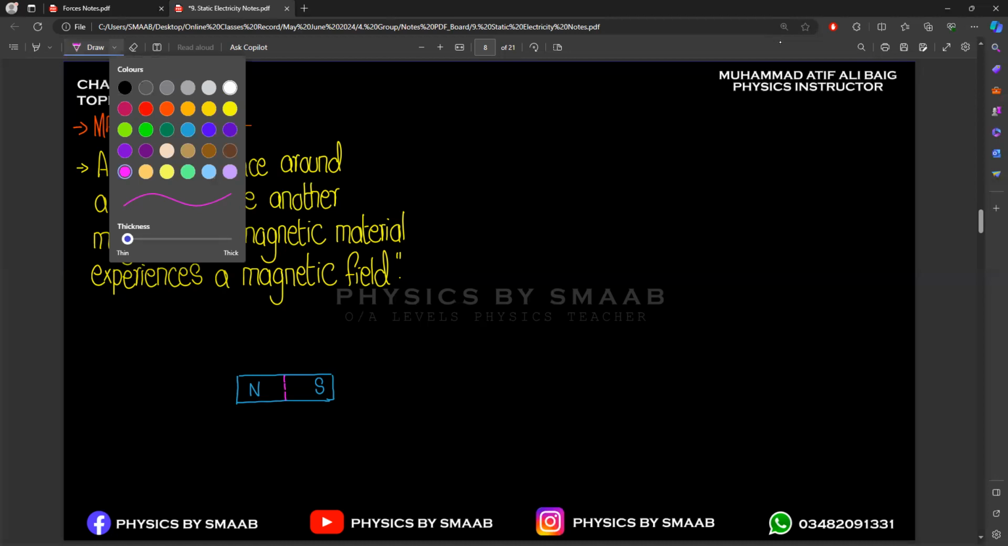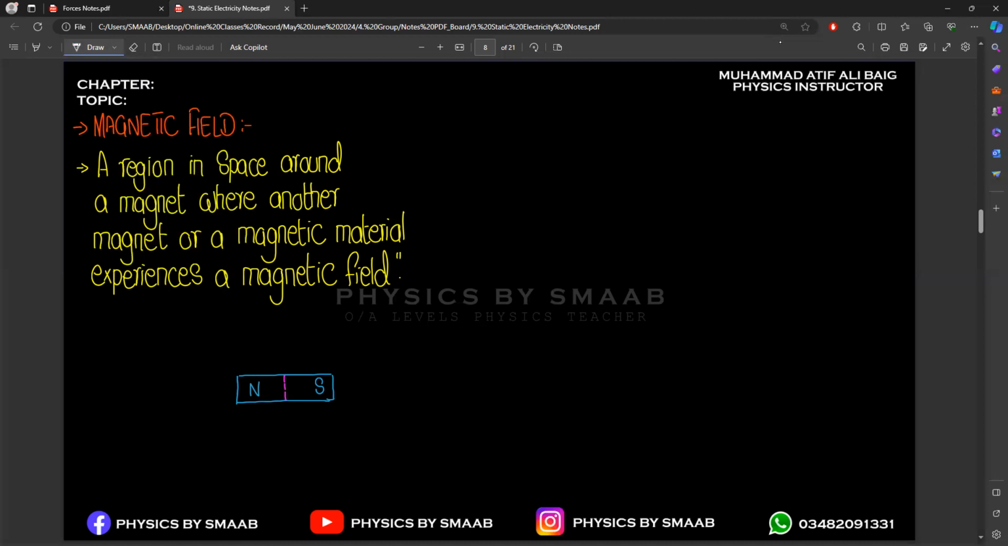And for the field lines, they will flow from north to south. So you have to draw the field lines like this. The arrow is very important because the direction will be represented by these arrows. So the magnetic field is moving from north to south, right? It is outwards from the north and inwards from the south.